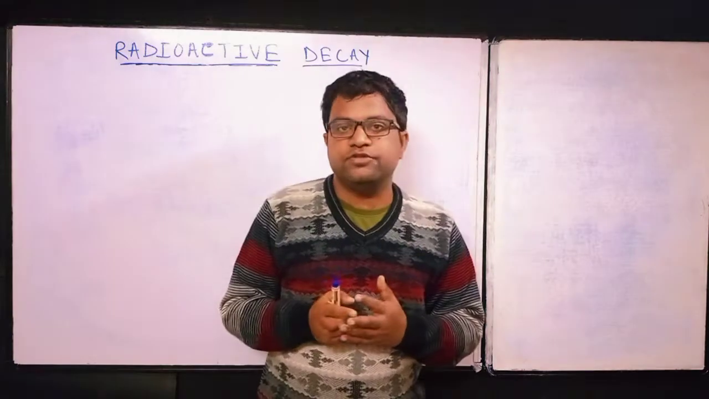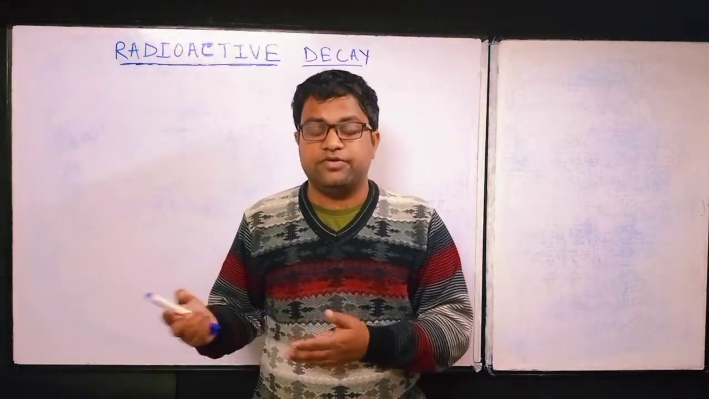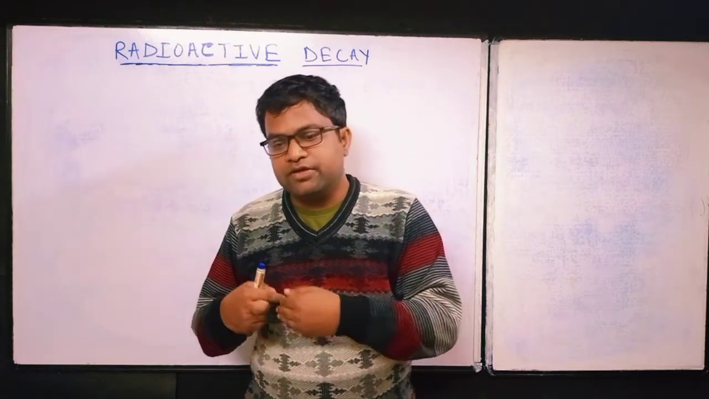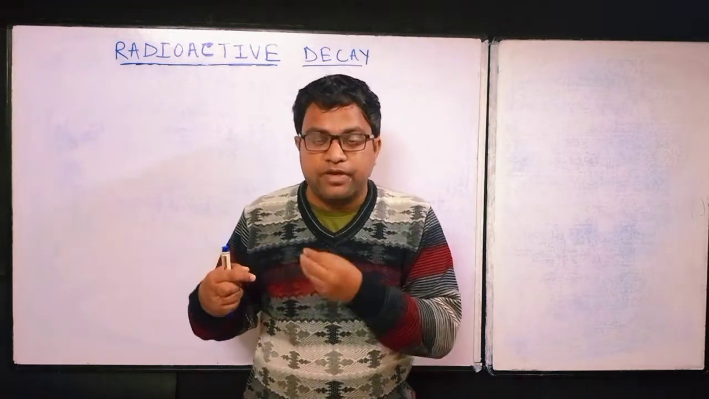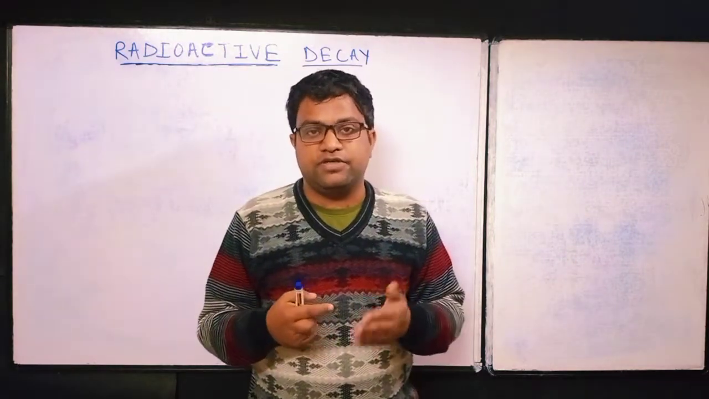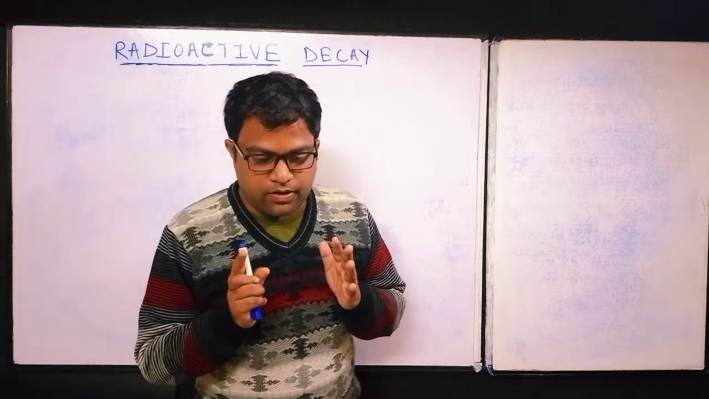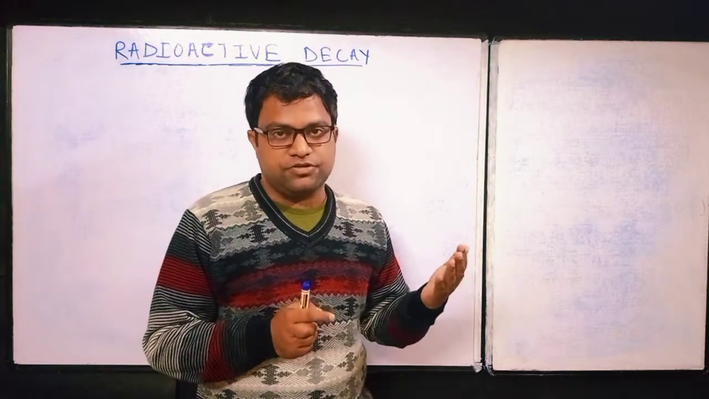So radioactive nuclei, basically these are unstable nuclei like uranium 238. They disintegrate and become a different nuclei after emitting an alpha or beta particle. So in this video we will basically study the rate of disintegration.